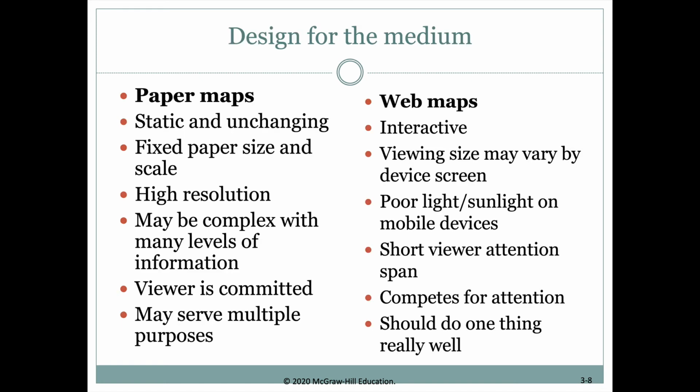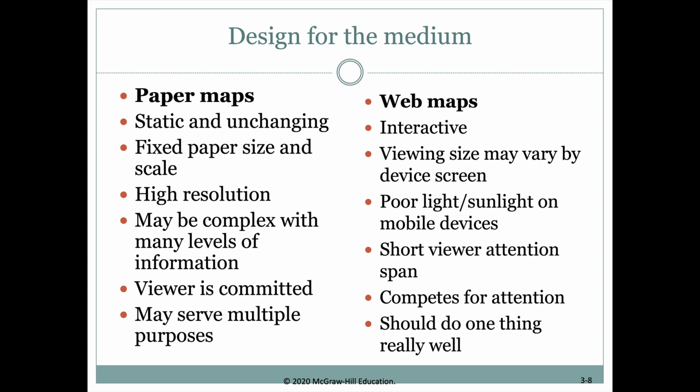So, some specific considerations when you design a map. The paper map is static and unchanging. Nothing changes on that paper map once it's printed. It's a fixed size and it has a fixed scale associated with it. Typically, paper maps are high resolution because that's all you get. It's your one chance to display the map. But they may be complex with many levels of information, so that there might be an overall road network on the map, but then there might be smaller symbols representing where certain places that people visit are located on the map.